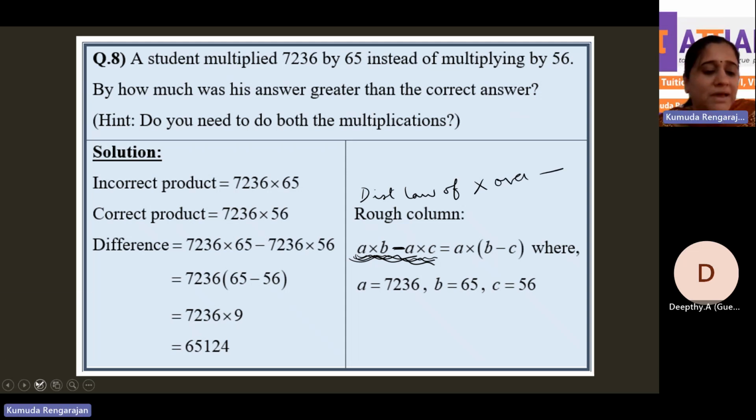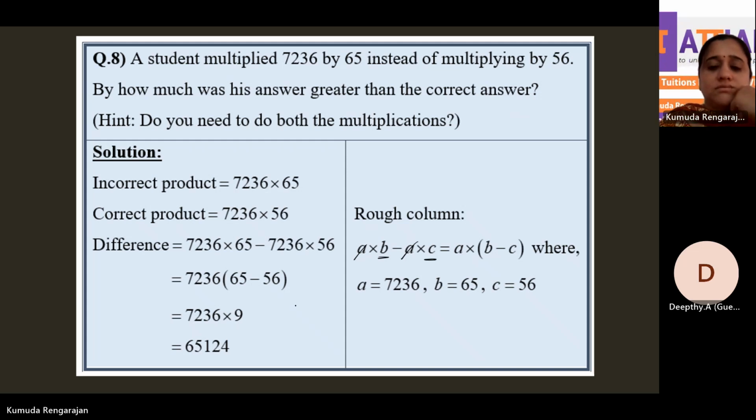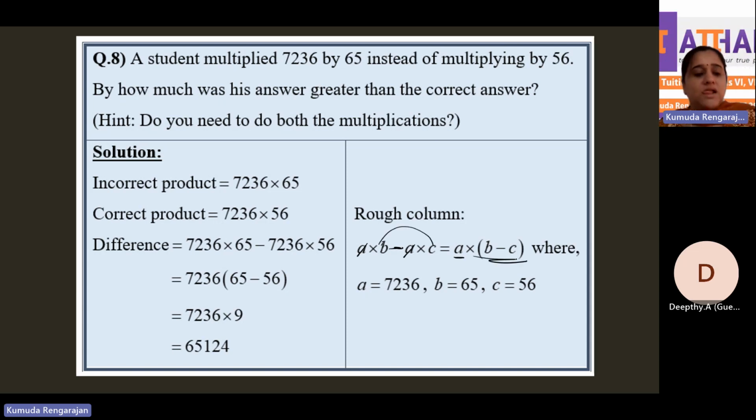So A into B minus A into C can be written as A into (B minus C). A is the common factor, write it once. A into B minus A into C is equal to A into (B minus C), because A is common. A is common. Write it once, into B minus C, with B minus C in the bracket. So we're going to use the distributive law to work this.